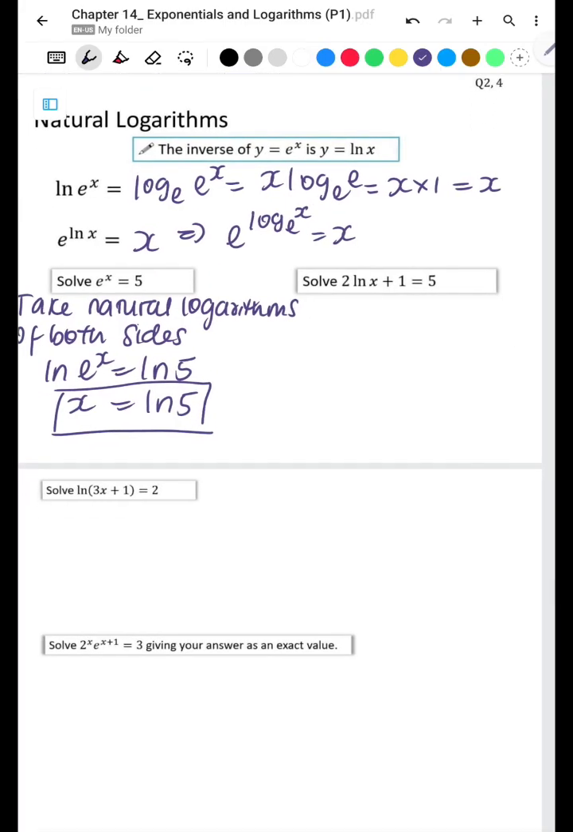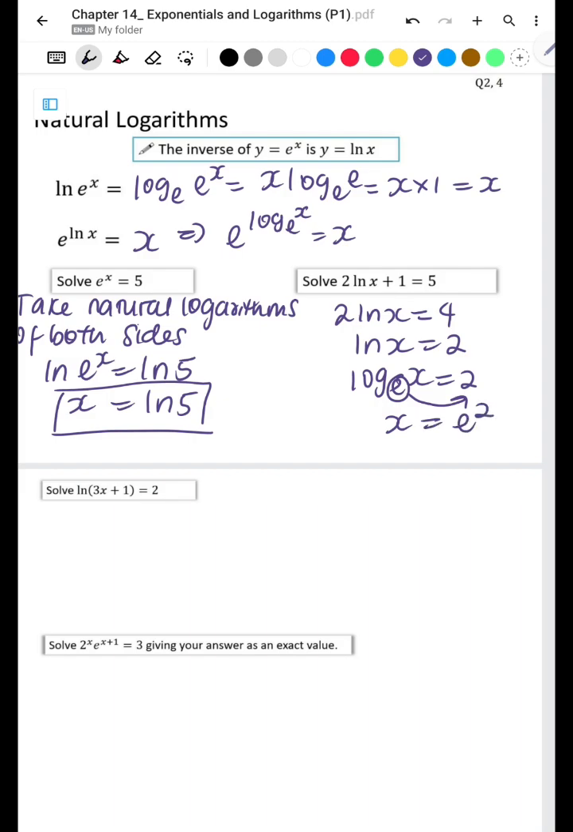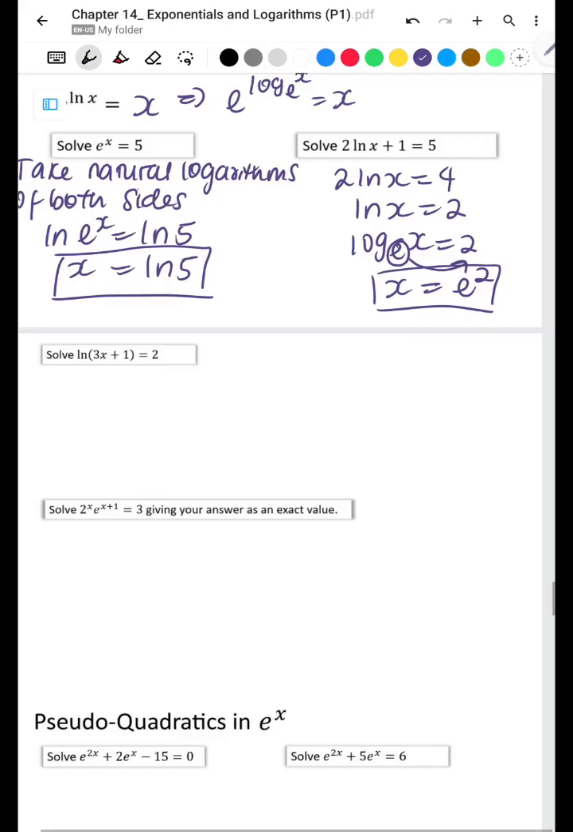Similarly, 2 times natural log of x is equal to 5 take away 1, that's 4. So natural log of x is equal to 4 divided by 2. So natural log of x, same as log base e of x, is equal to 2. e takes this as a power, so x is equal to e to the power of 2, and my calculator gives me my final answer, or I can leave it that way.